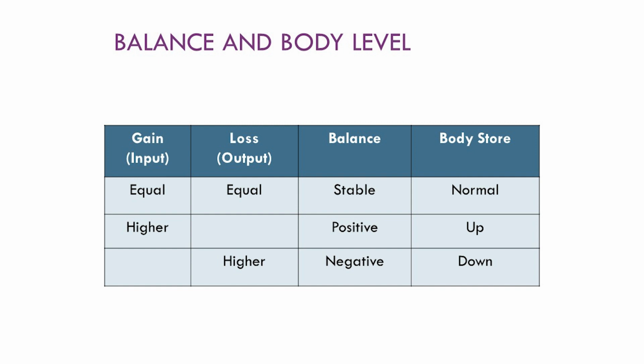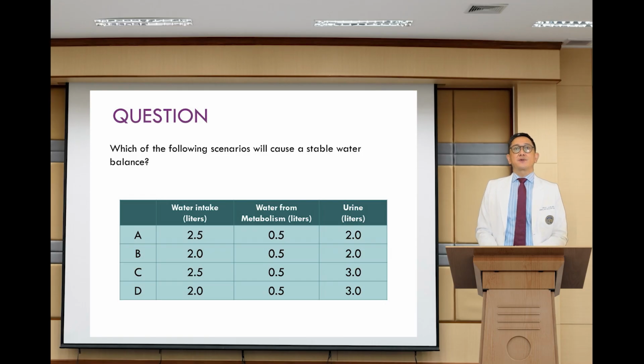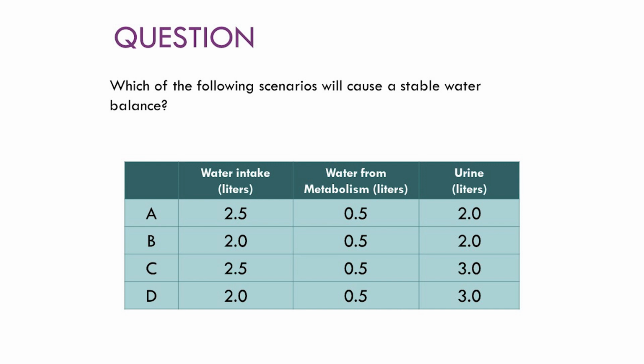So this is gain, loss, balance, and what happens eventually to your body store, with positive and negative balance. If we go back to the question, what do you think will be the answer? Michael? Very good, Michael. The answer is letter C. 2.5 plus 0.5 is 3, so that will be your gain. And then your urine, you excreted 3 liters. So this is now your stable water balance.